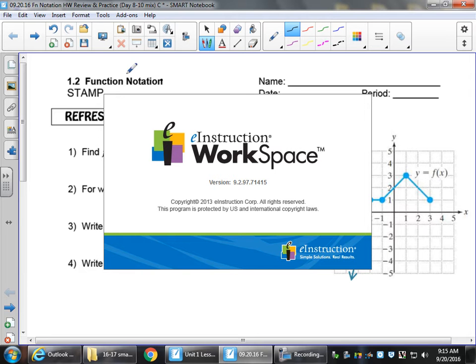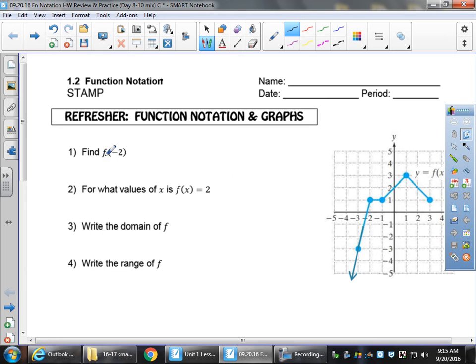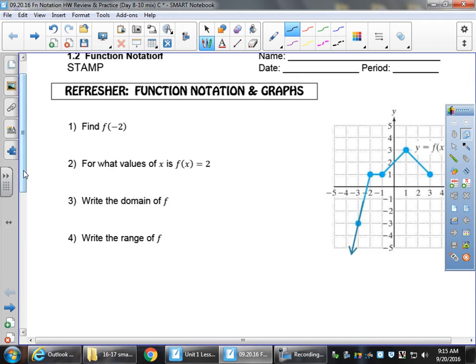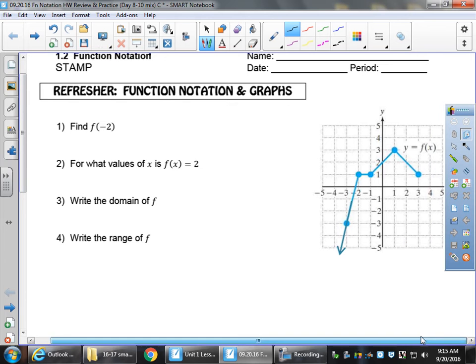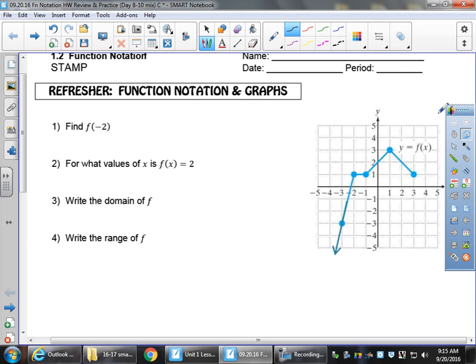Our stamp for today brings us back to function notation. Function notation from a graph will be on today's quiz. So let's ask ourselves, in number 1, am I being given a value for x or a value for y?